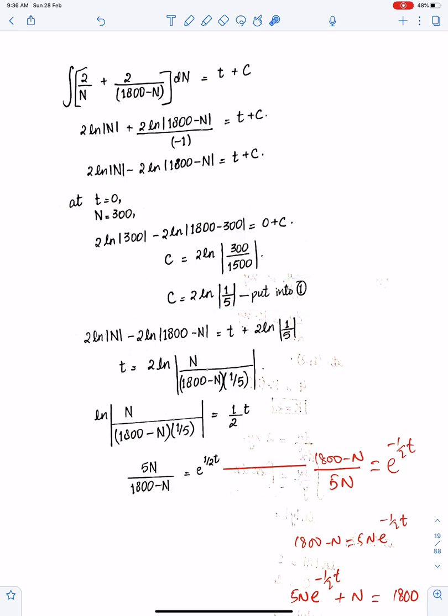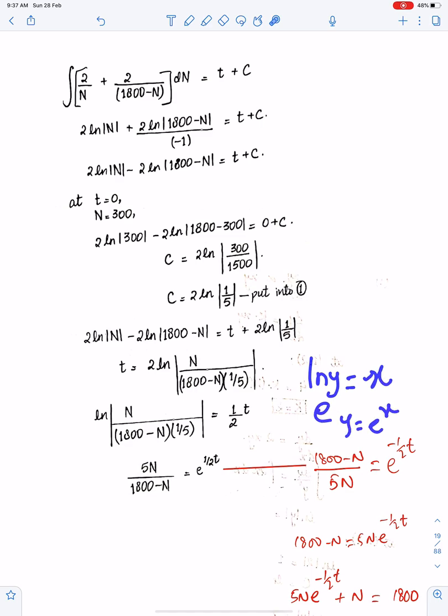Now this is very important. You need to bring all ln's to one side. Bring this ln on the left side. Use the product and quotient laws of ln and get this form. Now you need to remove ln, and you have to get the index form because you have to make n the subject. So for that you need to use the index form of ln.